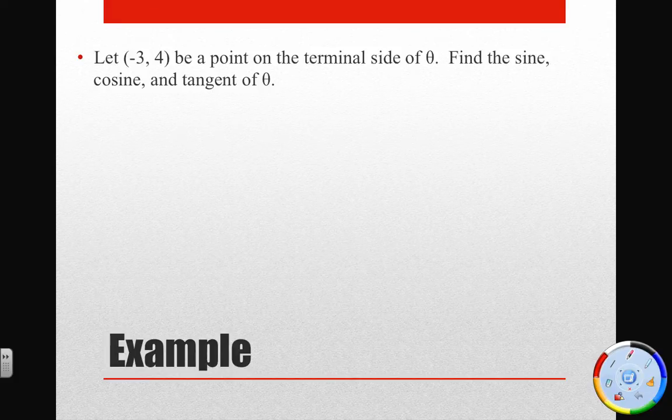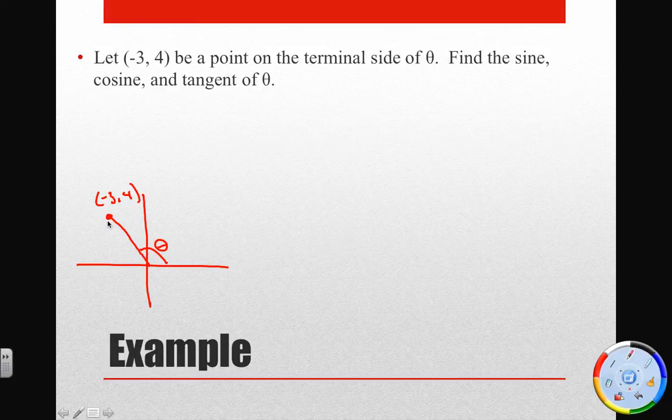All right, so we're going to let -3, 4 be a point on the terminal side of theta. So we have this. We have the point -3, 4. And this is the terminal side. Technically, this is theta, but we think about creating a triangle right here. And we have -3, we have 4, and we've got to figure out what the hypotenuse length is. So we've got to figure out that distance. So we're going to call it r, just to keep with the theme here.